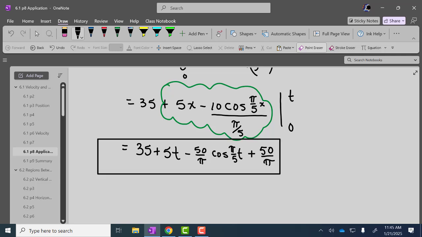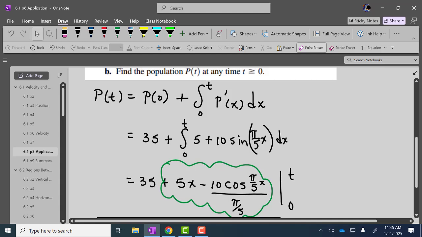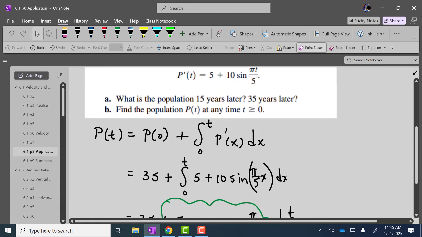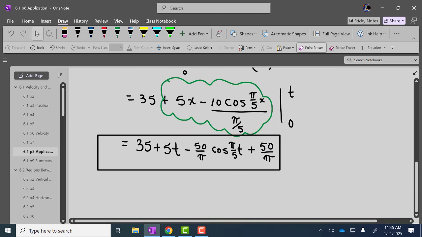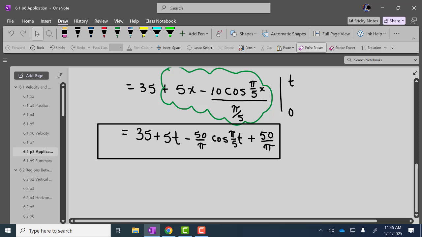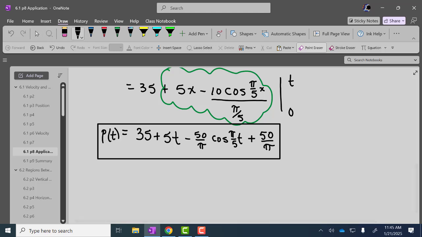And just tell me, with words, if we want to know the population in 15 years, what do you think we do? 0 to 15. So if we were starting from scratch, we would integrate 0 to 15, but now that we have P, if we want the population in 15 years, all we do is plug in 15. If we want the population in 35 years, we'll plug in the 35.